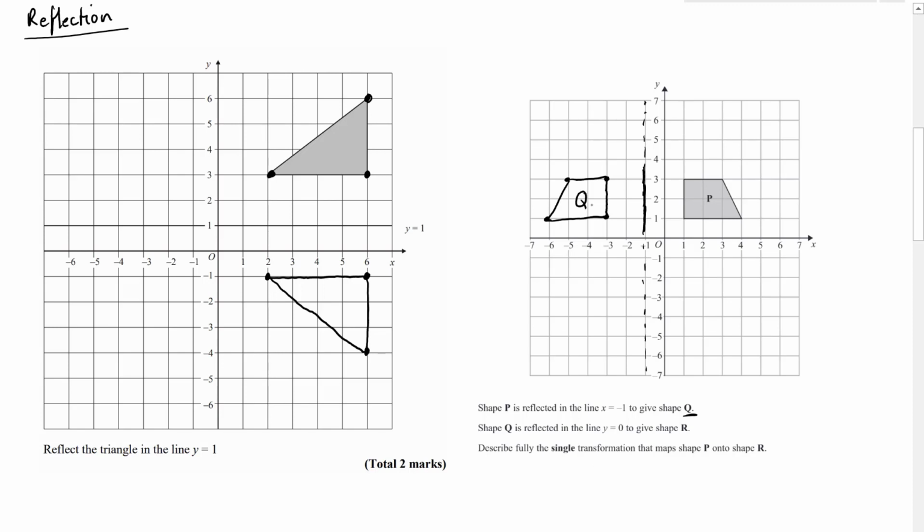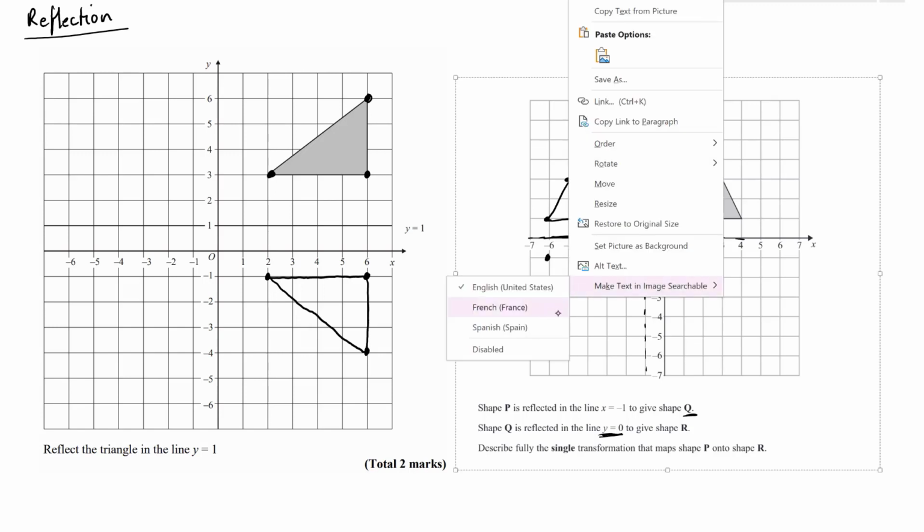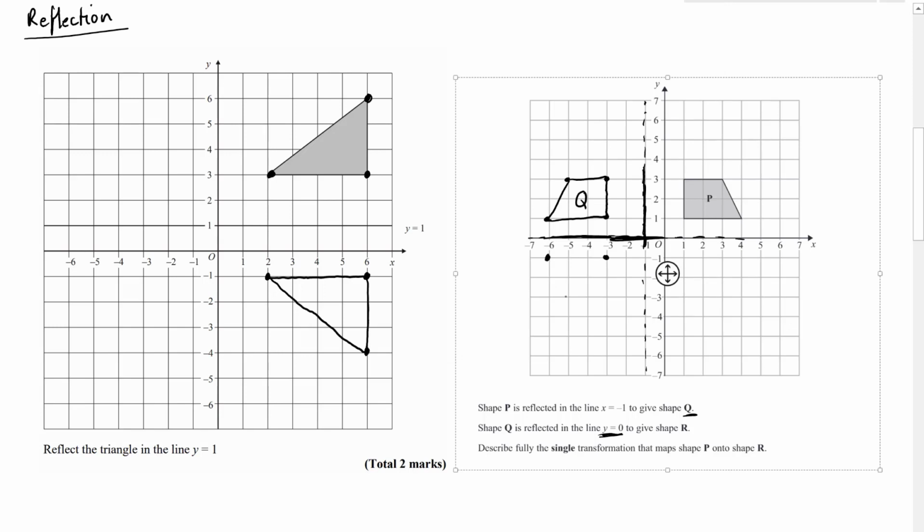Then they've said that shape Q is reflected in the line y equals 0, which is the x-axis. So we now want to reflect through y equals 0 to give shape R. So these are 1 away, so we're going to have 1 there and 1 there. This one is 3 away, so that's going to be 3 away from that point. So that's going to be, oh, apologies, that's going to be there, and then the last one is there, and then we join up all of these lines and we get shape R. So these are our reflections.